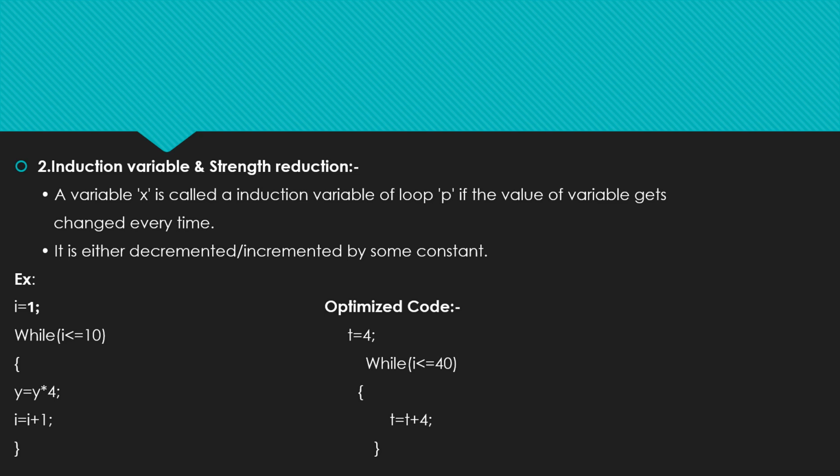Here you can see the example: I initialize i as 1, while i is less than or equal to 10, there is code that y is equal to y into 4 and i is incremented by 1. As you can see, the optimized code.